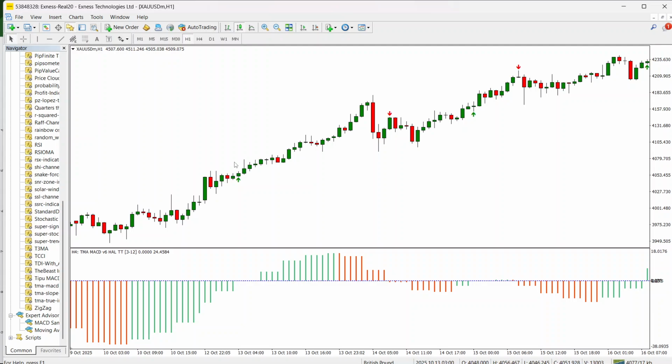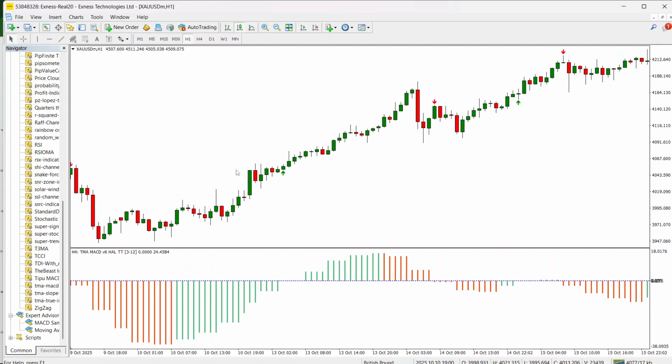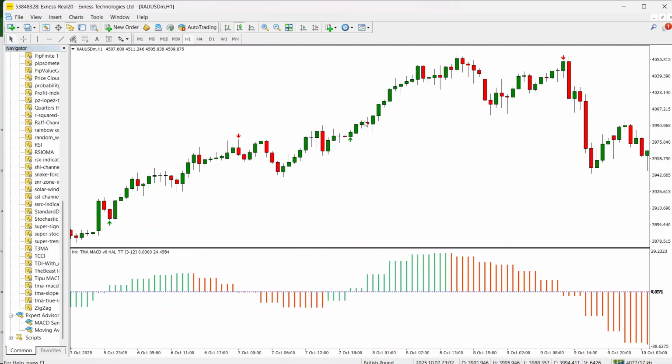The histogram turning positive indicates strengthening bullish momentum, particularly when aligned with TMA direction, while turning negative reflects growing bearish momentum. For bullish signals, traders should watch for the histogram turning positive with arrows pointing upward, indicating potential uptrend initiation, as we can see here on the chart. This green arrow over here and a positive histogram, and again over here the positive histogram.